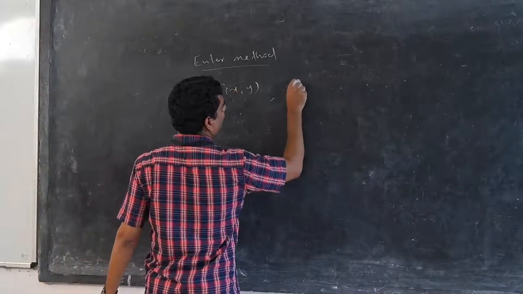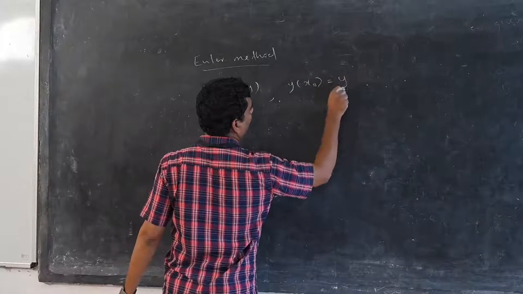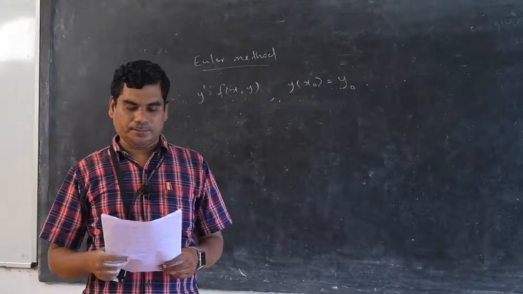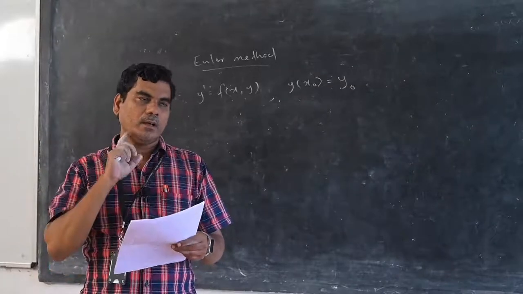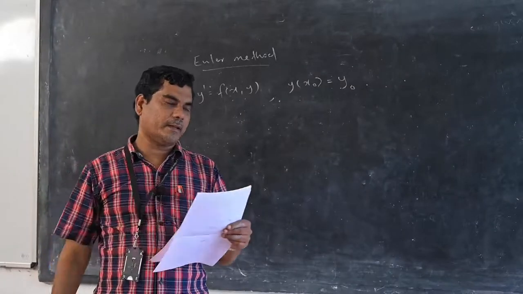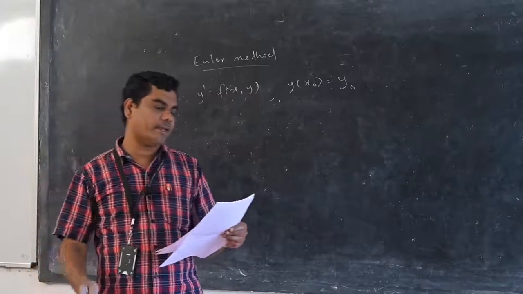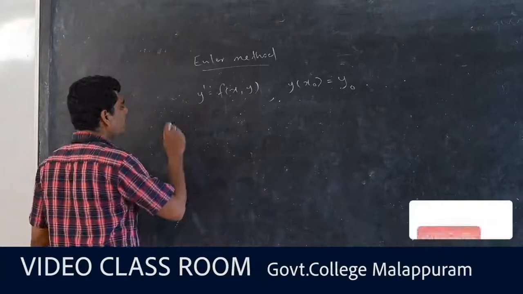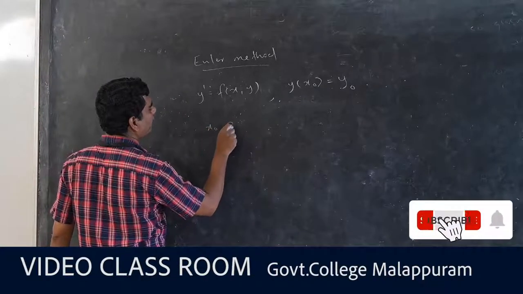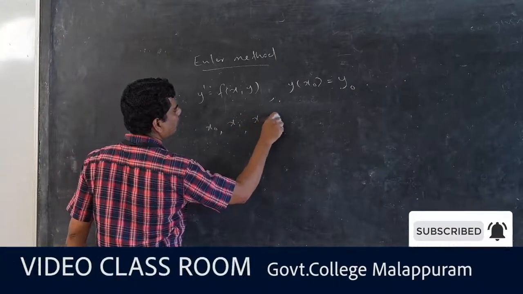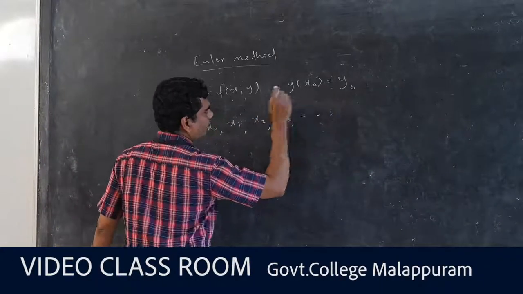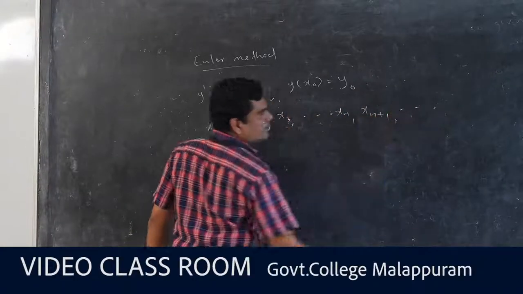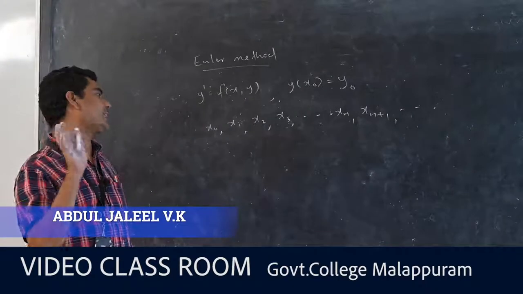Initial condition is y of x naught is equal to y naught. Now in this method we are given equally spaced points x naught, x1, x2, x3, etc., xn, xn plus 1. So these are equally spaced x values.